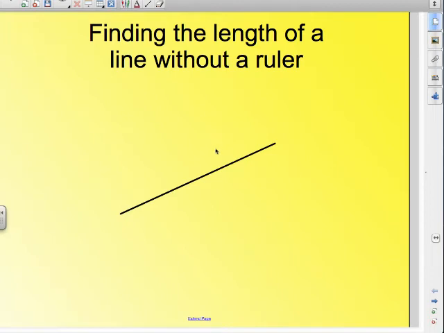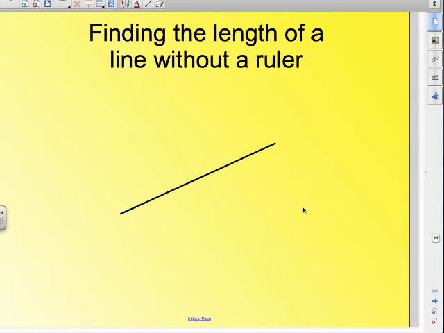Hey everybody, we are going to be working with finding the length of a line without using a ruler. And that's going to happen sometimes, right? You're going to have a situation where you're working on a question on a test or out of the book or something like that, and there's no scale to it. So you're not going to be able to use a ruler to find the length of that line. You're going to have to use some other methods.